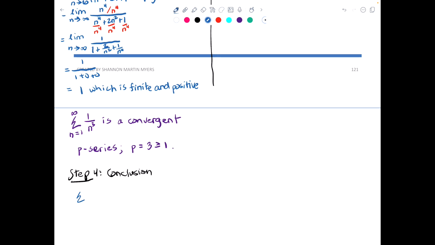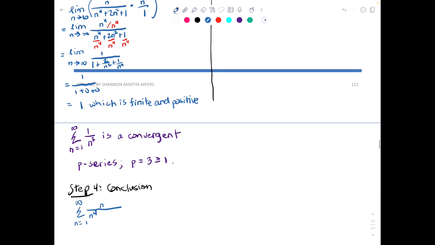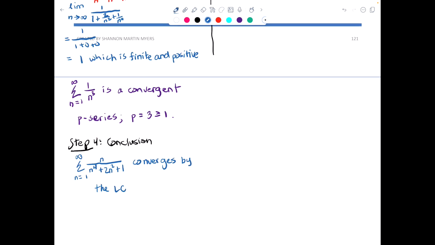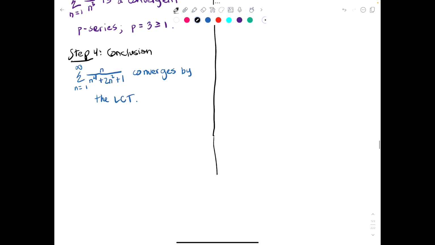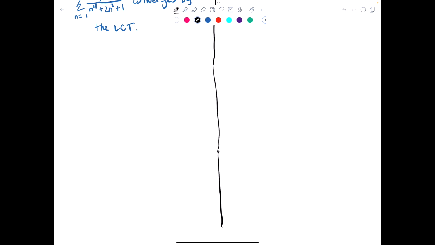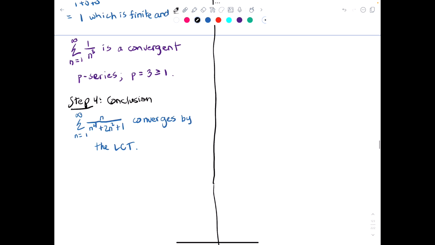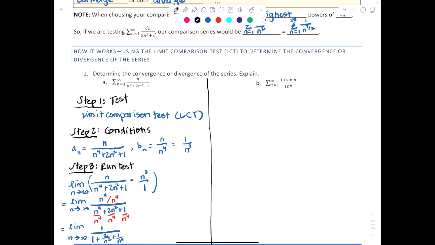The summation, as n goes from 1 to infinity, of n over n to the 4th plus 2n squared plus 1 converges by the limit comparison test. Groovy? Okay, so now let's go to the next one, do another example.